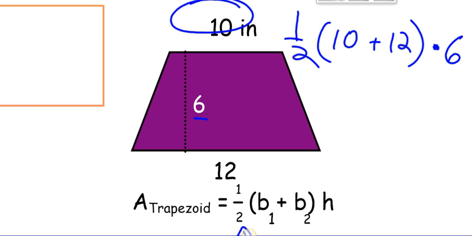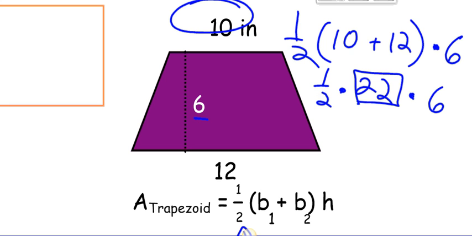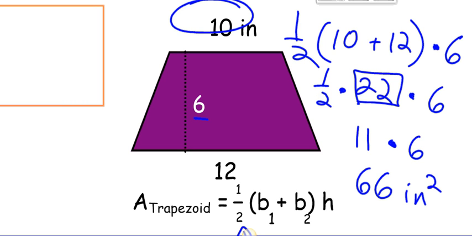So 10 plus 12, start inside the parentheses. That gives us the answer of 22. 22 times 1/2 times 6. Now that we have it in this form, you really have a choice because of the associative property of multiplication. I can either take half of 22 or I can take half of 6. Just for convenience's sake, because I really want to find the average, I'm going to take half of 22. So 1/2 times 22 gives you an answer of 11. I'm going to take 11 and multiply by 6. In the end, I'm going to come away with an answer of 66. The label says inches, and it's area, so inches squared.